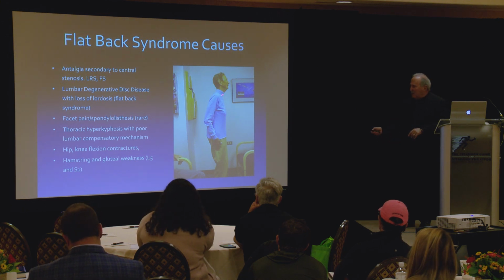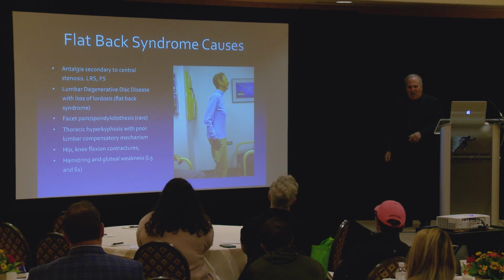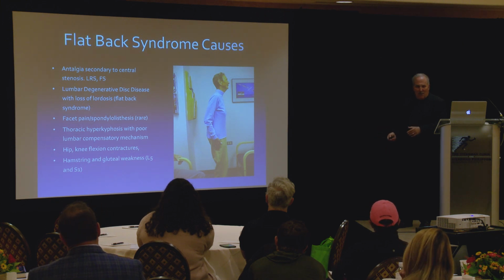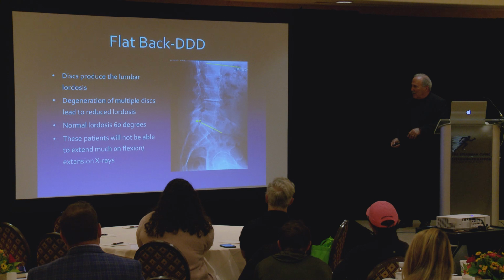Thoracic hyperkyphosis. If her thoracic spine is hyperkyphotic, how do you balance that? You try and extend back, but if you can't extend back far enough, you bend your knees. It's another presentation. And finally, hip and knee flexion contractures can cause this too. So now you have a differential of things that cause flat back. Somebody comes into your office, you can start looking for these things. That's what you do.